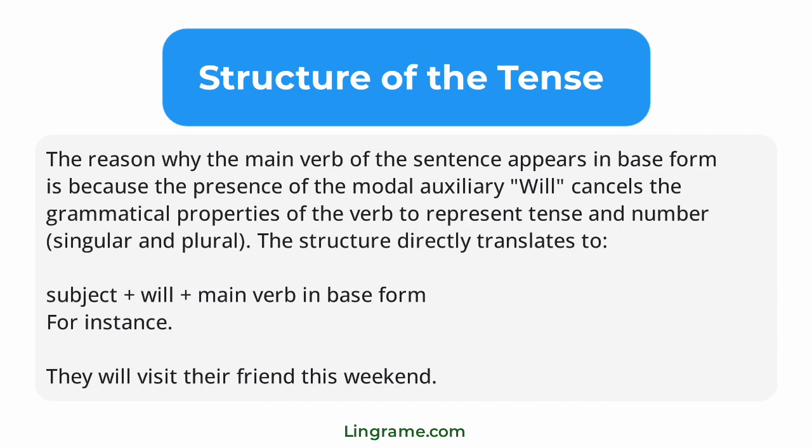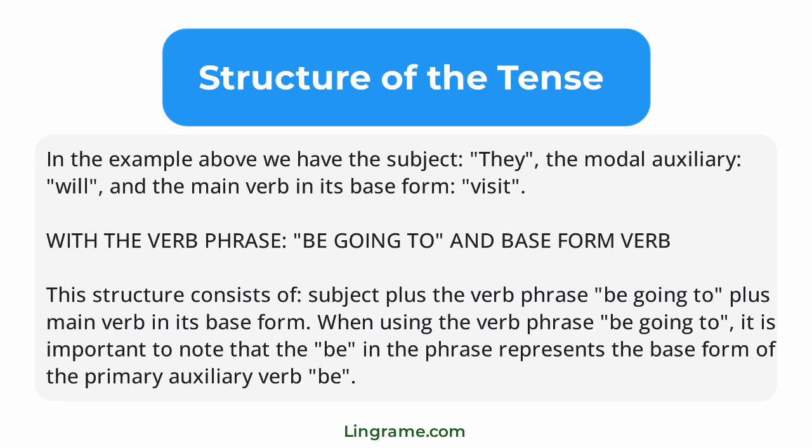The reason why the main verb of the sentence appears in base form is because the presence of the modal auxiliary, will, cancels out the grammatical properties of the verb to represent tense and number, singular and plural. The structure directly translates to subject plus will, plus main verb, in base form. For instance, they will visit their friend this weekend. In the example above, we have the subject, they, the modal auxiliary verb, will, and the main verb in its base form, visit.